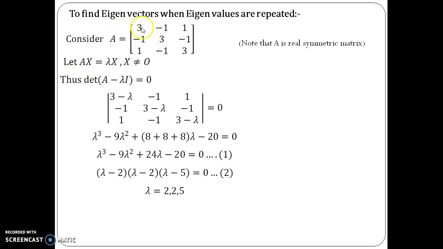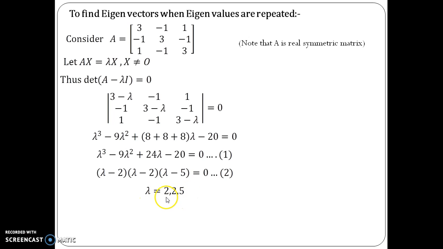Then you move on to finding the characteristic equation using determinant of A minus lambda I equals 0. In that case, you write this matrix under determinant notation and subtract lambda from each of the diagonal values. Using the characteristic equation formula that I have already given you, you can find this characteristic equation, and this equation number 2 is the factor form of the characteristic equation.